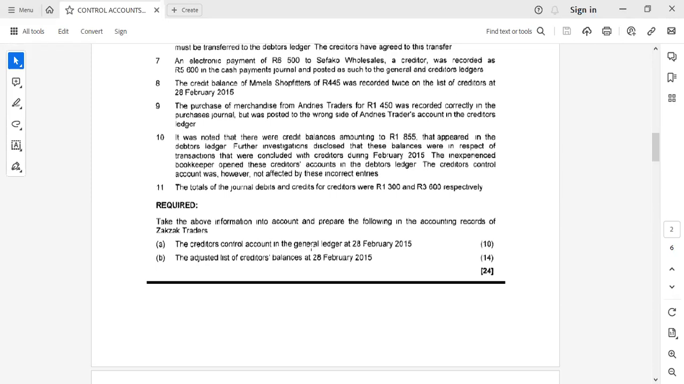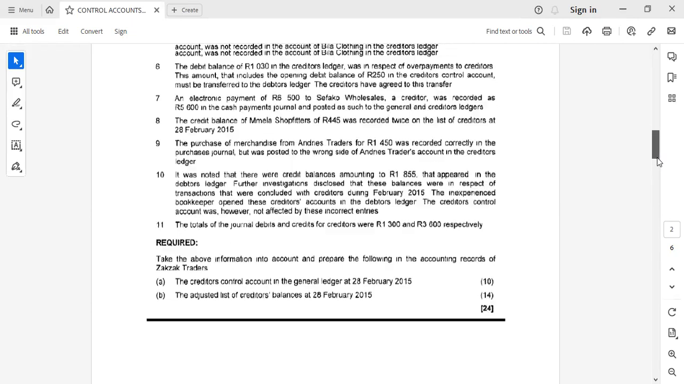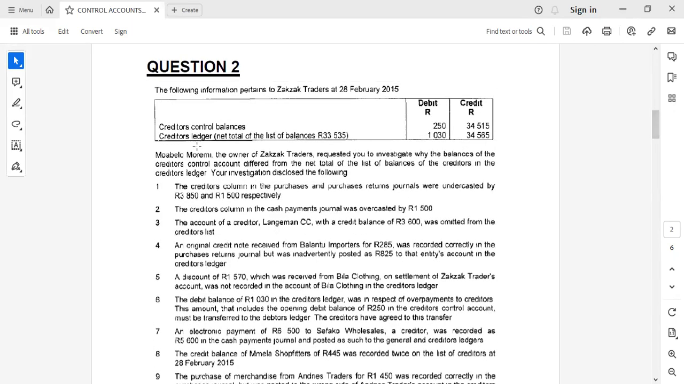So what you should know is in the control accounts we use totals, and in the individual accounts we use individual entries. So we have got the creditors control balances, which are 250 and 34,515 on 28 February 2015. Okay, let us prepare the creditors control account.